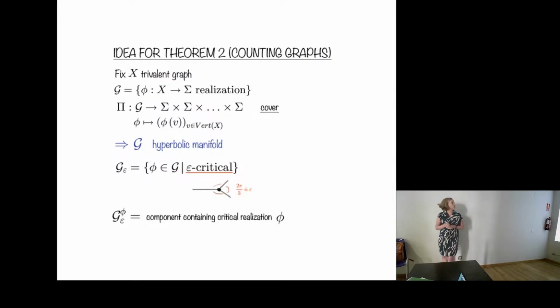Yeah? Can you just say again, what do you mean by hyperbolic manifold there? So this is a covering map. So I'm just pulling back the... So I think each of these connected components is just going to be a product of hyperbolic lengths. It's a product. Yeah. Okay. Yeah, sorry. Okay, so it's a manifold with, okay. Yeah, it's a product. Okay. Sorry. Yeah.